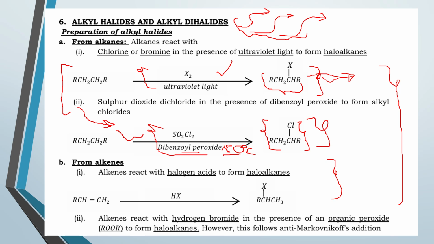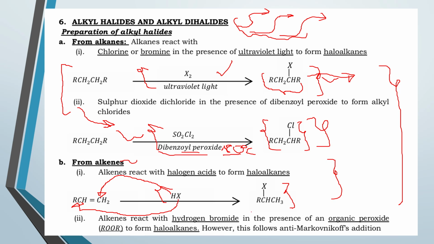Now you can also prepare alkyl halides from alkenes, and we looked at this reaction under reactions of alkenes. So we can easily react alkenes with halogen acids or haloalkanes to get alkyl halides. And we say that always these ones are going to follow what you call Markovnikov's rule, whereby the hydrogen atom adds to the carbon atom with more hydrogen atoms, and then the halogen attaches to the other carbon with fewer hydrogen atoms, and then you form the corresponding product.